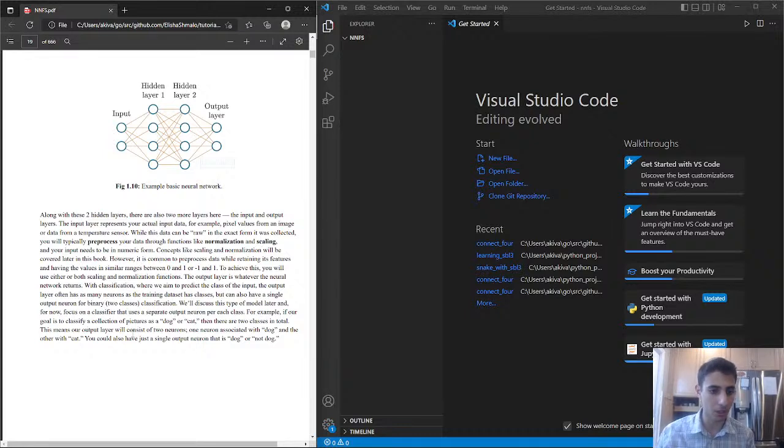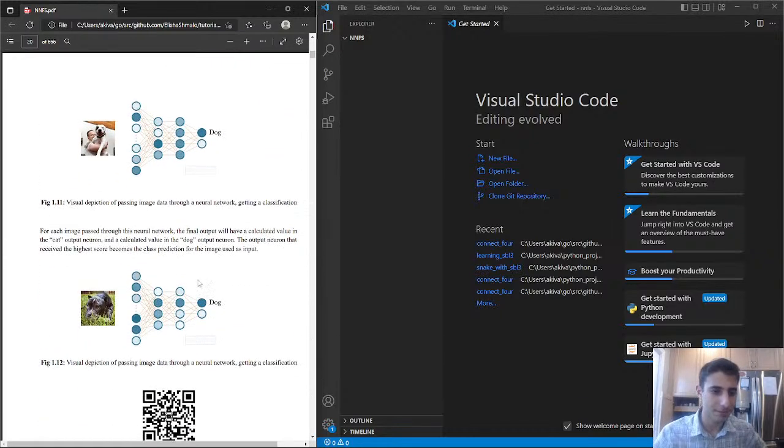This means our output layer will consist of two neurons, one neuron associated with dog and one other with cat. Now he's just repeating what I'm saying. See, it's clear that I've read the book. Although in fairness, the dog and cat one I read before I gave the example, but I would have given that example anyway. You can also have just a single output neuron that is dog or not dog. Dog or not dog, that's funny, actually. I didn't think that it could be dog or not dog. Yeah, fine.